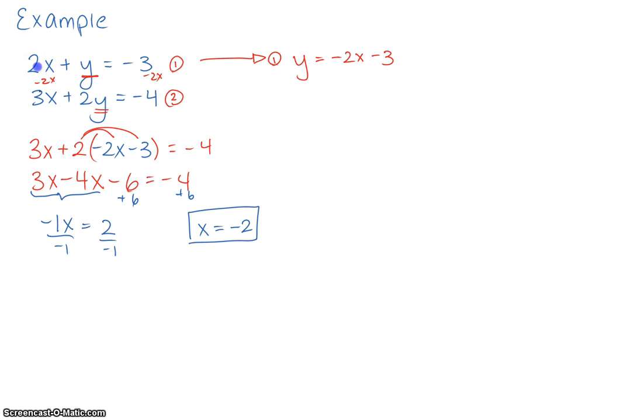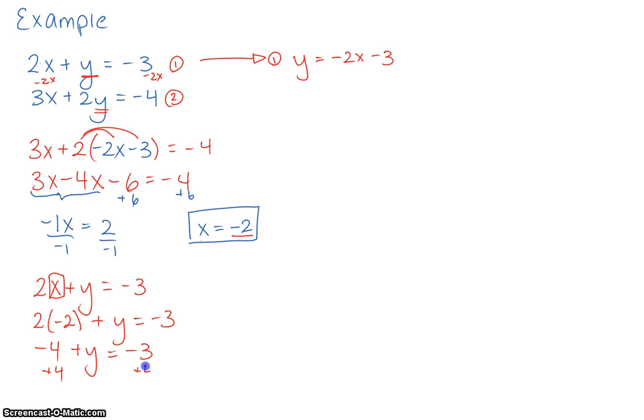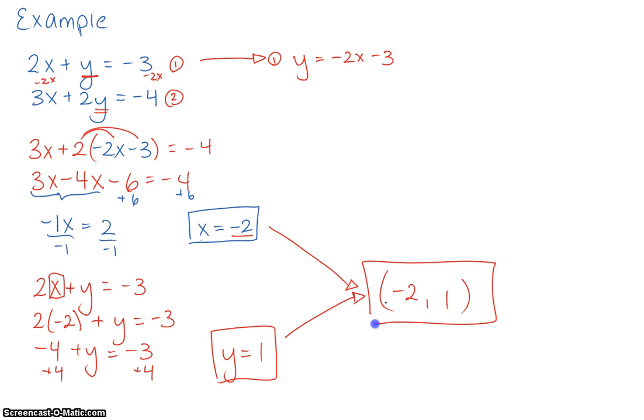Then I can plug it into either of these two equations, replace x with negative 2. So if I use 2x plus y equals negative 3, wherever I see an x, I'm going to replace it with negative 2, you'll get 2 times negative 2 plus y equals negative 3. That makes negative 4 plus y equal to negative 3. Add 4 to both sides, then y is going to equal positive 1. Again, we want to write this as a coordinate pair. So, negative 2, comma 1 is our solution for the system of equations.